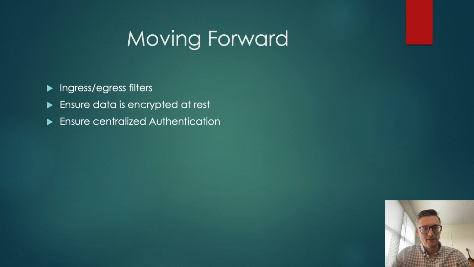Then for next steps, what I would suggest would be to look into ingress-egress filters as a way of kind of a data loss prevention implementation. Ensure data is encrypted at rest, and then ensure there's a centralized authentication measure that's continuously checking users on least privileges, as well as where they're at, what they're doing, etc. That would really move them into the advanced category on our matrix.